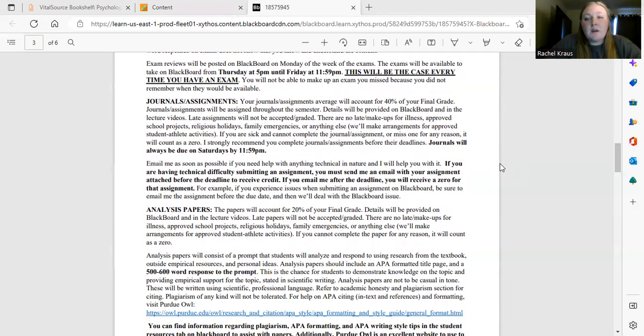journals/assignments will also account for 40% of your final grade. So I believe we're going to have 6 journals throughout this semester. And there may or may not be any additional assignments. We'll see as we go throughout the semester. If I want to add an assignment, I might, I may not. So journals will always be due on Saturdays by 11:59 p.m. And those are under the journal/assignments tab on Blackboard.